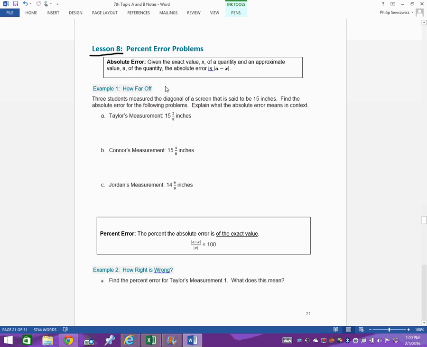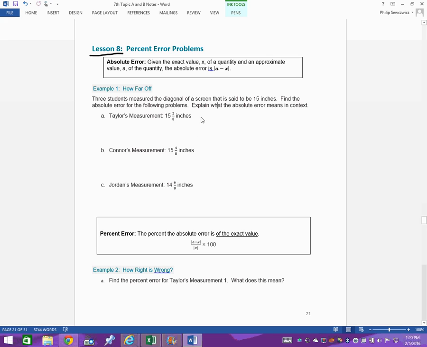And this idea is when we talk about TVs, the size of the TV is measured by the diagonal. So it says here, 3 students measured the diagonal of a screen that is said to be 15 inches. So 15 inches here, that is the exact amount. Find the absolute error for the problem. Let's explain what absolute error means in context.